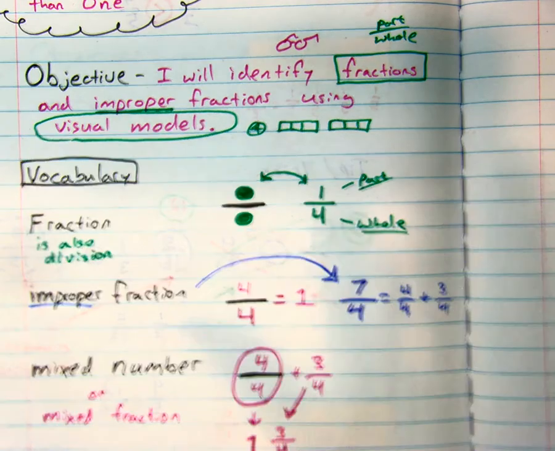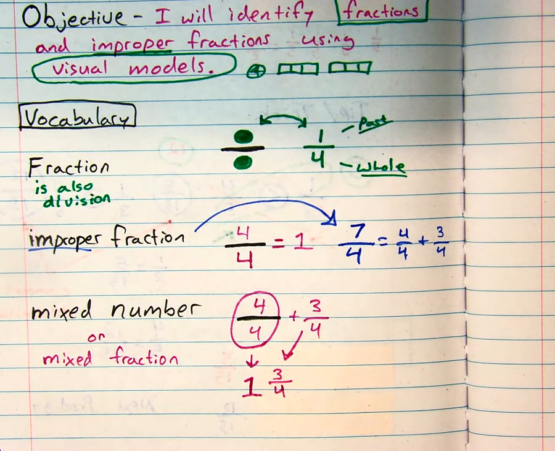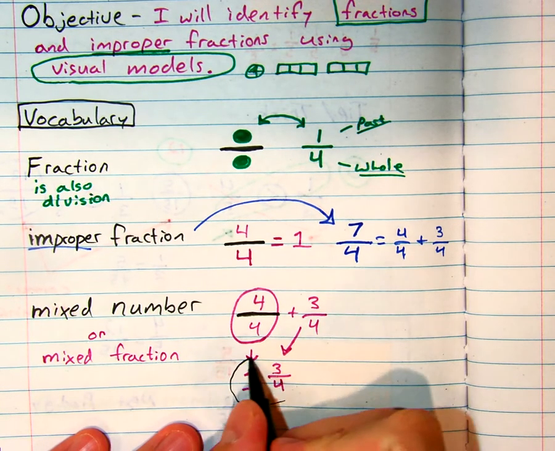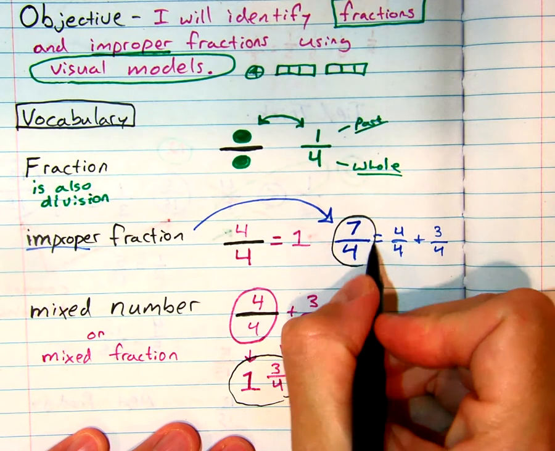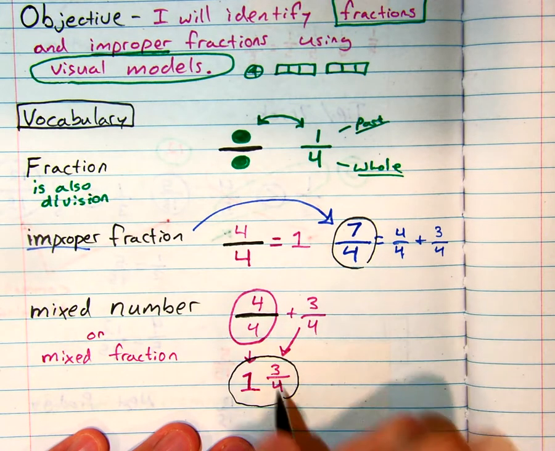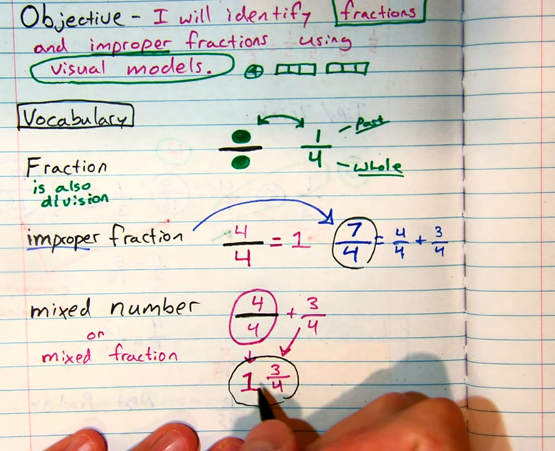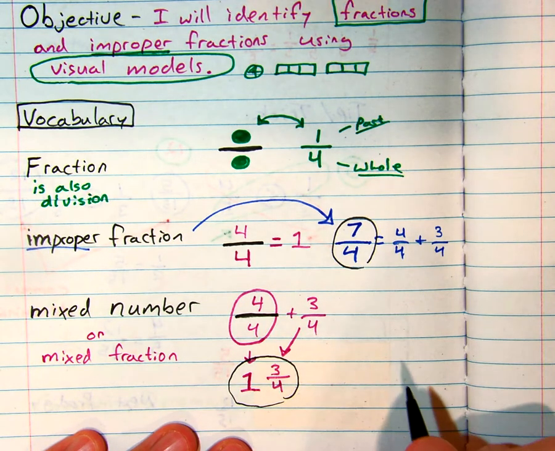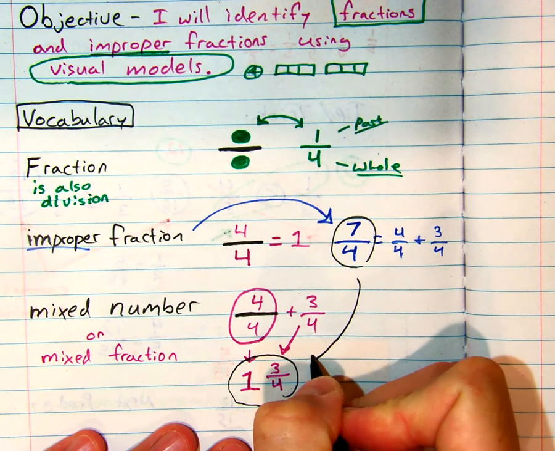Now, here's the beautiful thing about 5th grade. If and when we ever take an SBAC test, 1 3/4 will be accepted as a possible answer. So you can start to give either a mixed fraction or mixed number or an improper fraction and still be correct. So these are interrelated terms. They are connected.